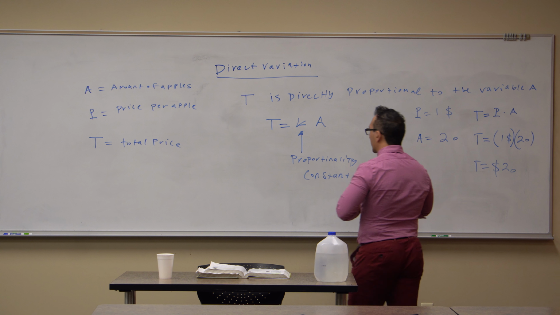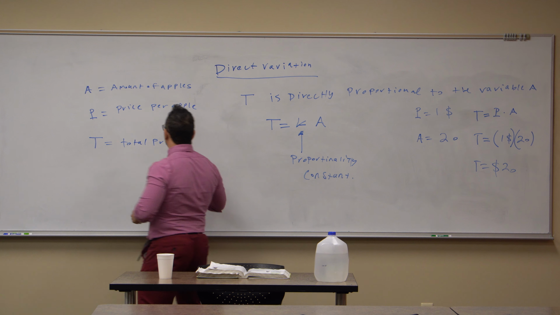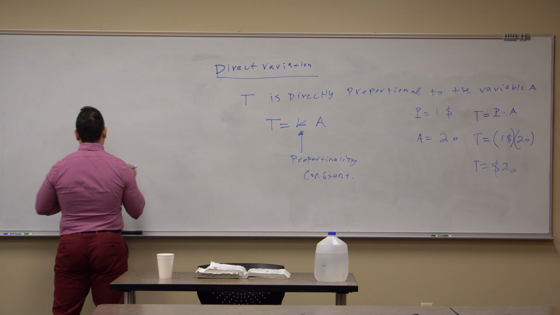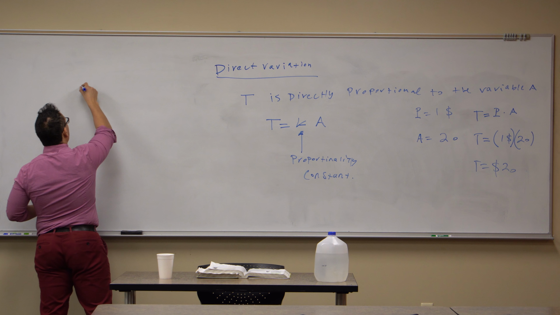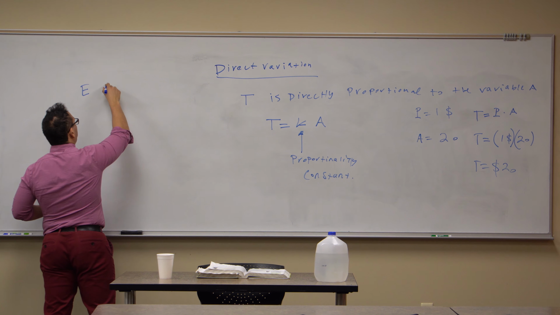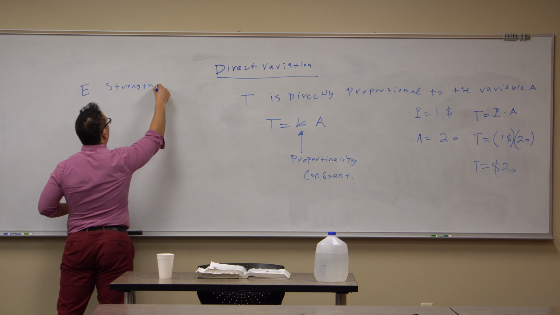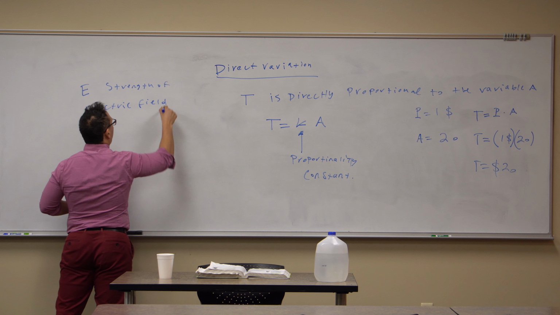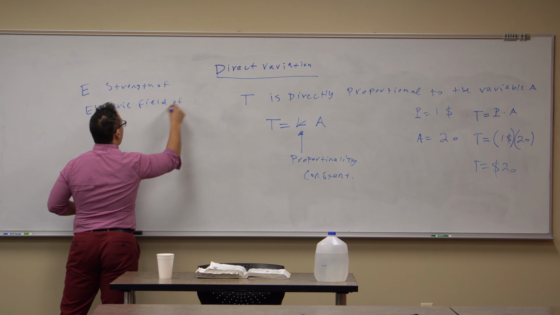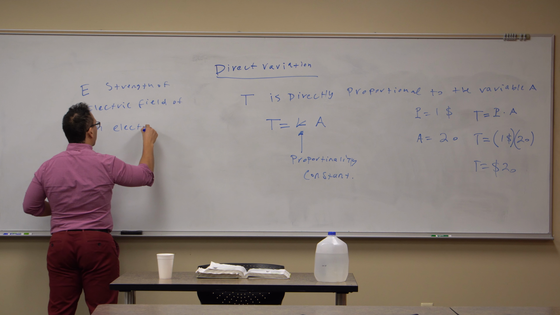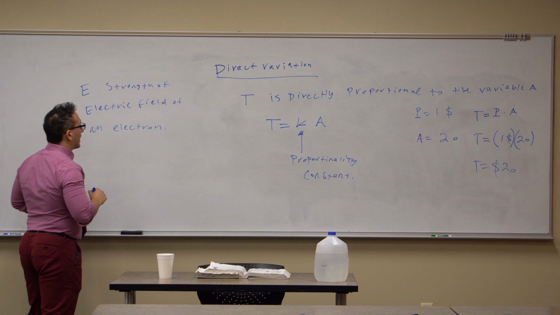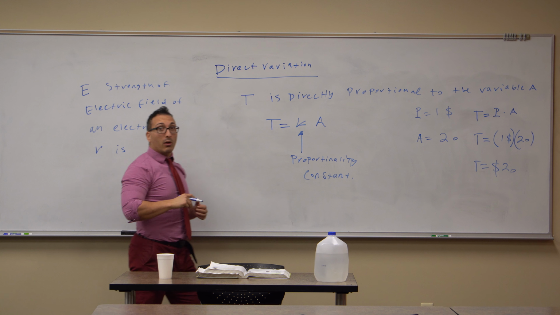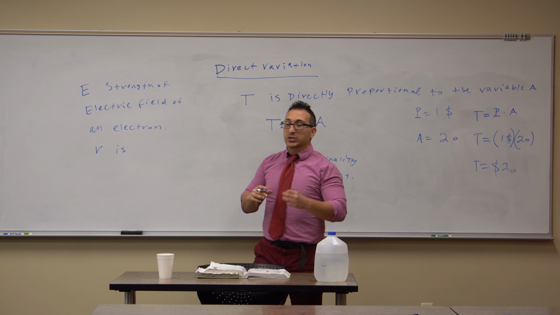Okay? So, for instance, one of the things that I like to talk about a lot is theoretical physics. And let's talk about an electron. Let's say E is the strength of the electric field of an electron. And let's say R is the distance away from a detection point.